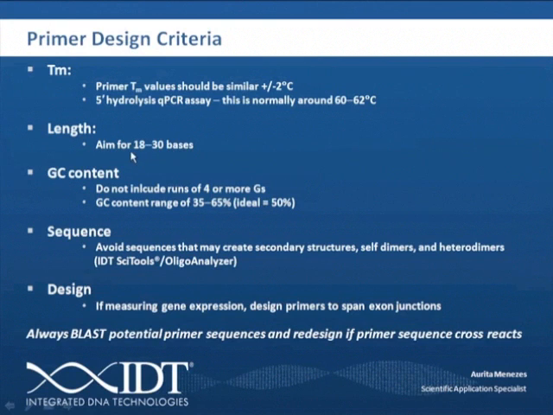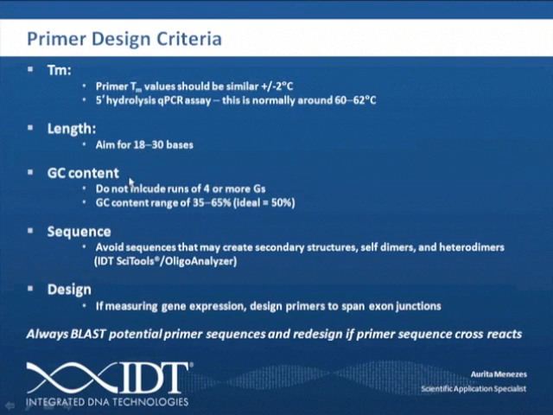In terms of length, we aim for 18 to 30 bases, but it's not really a length requirement as much as a TM requirement. It takes that much in length sometimes to achieve a TM of 60 to 62, and depending upon your GC content, that can vary the length from 18 to 30 bases to achieve a TM of 60 to 62.